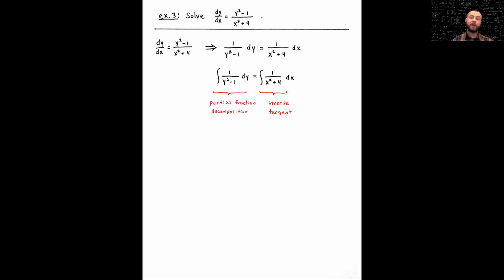Well, as it turns out, there's a good amount of work. There's some work to be done with the left side that we can do with a partial fraction decomposition. The integral on the right side comes out to be an inverse tangent, which might be a formula you might be familiar with, which we'll review momentarily.